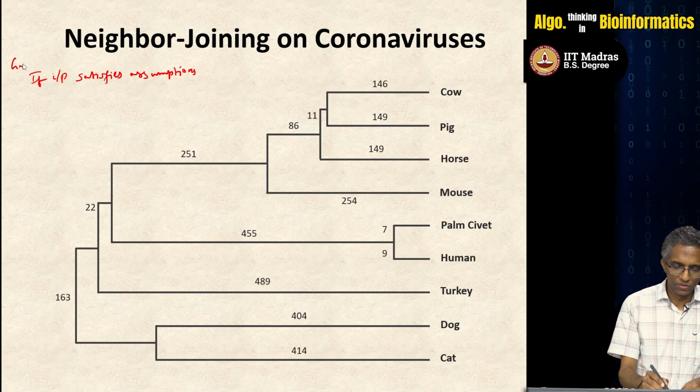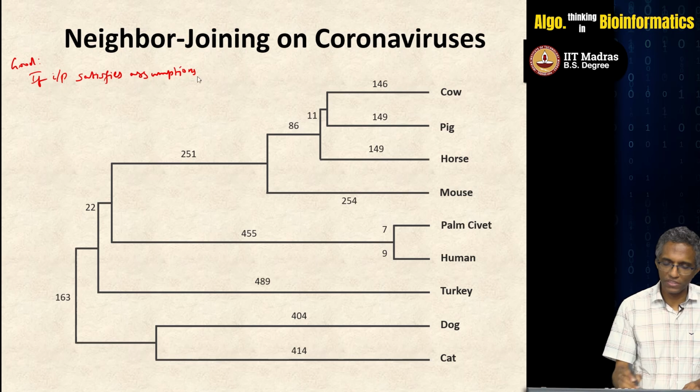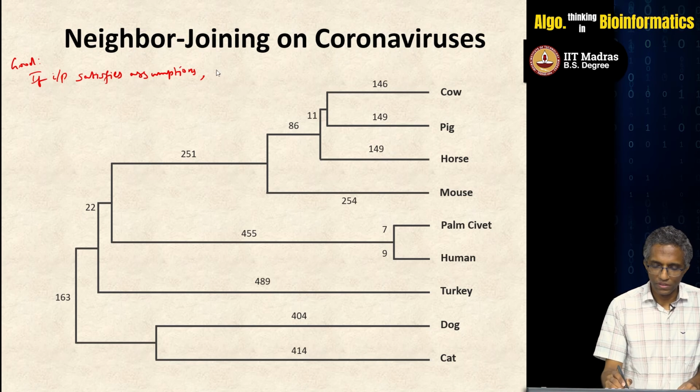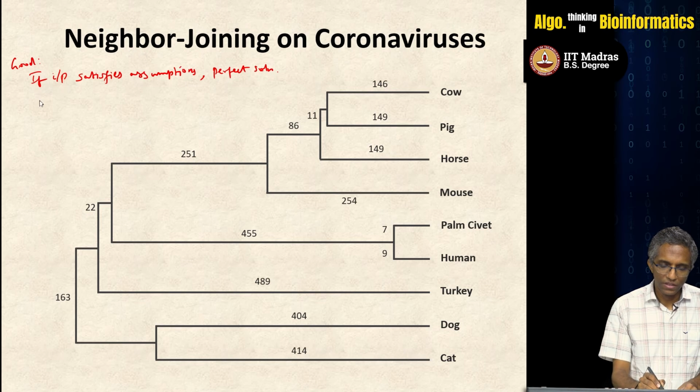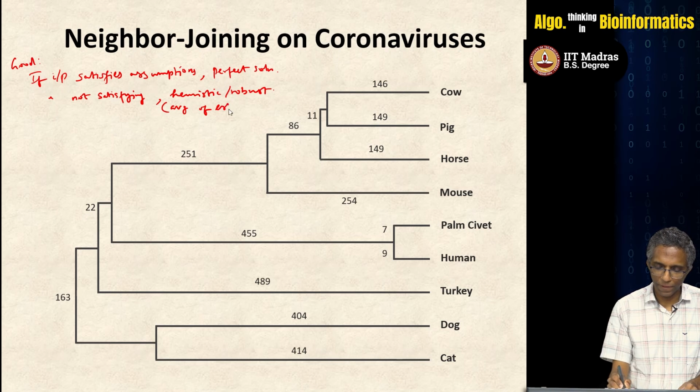what is a good algorithm, right. So, if the input satisfies the assumptions, then you want the perfect answer or perfect solution, right, that perfectly fits the matrix in this case. If the input is not satisfying the assumptions, then you want a heuristic way or a robust way, such as what neighbor joining is doing, right. So, it is using the average of estimates and so on.